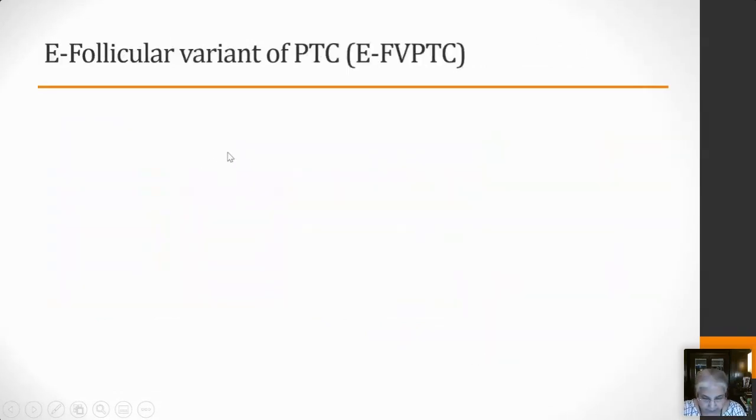Now we come really to the most contentious issue of all, which was contentious. Now there is less contention about this, and this is the encapsulated follicular variant of papillary thyroid carcinoma. Just to remind you very quickly that any tumor in the WHO 2004 classification that had the nucleus of a papillary thyroid carcinoma, whether it was entirely follicular or not, was called follicular variant of papillary thyroid carcinoma. If it was encapsulated, it was called encapsulated follicular variant of papillary thyroid carcinoma.